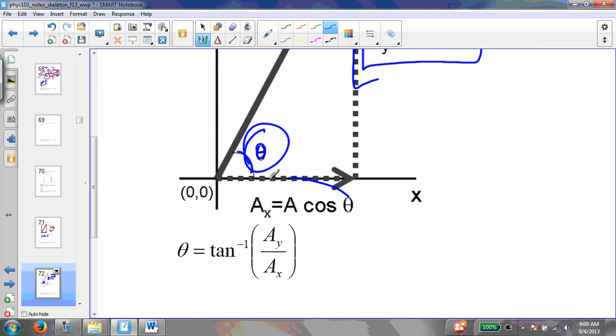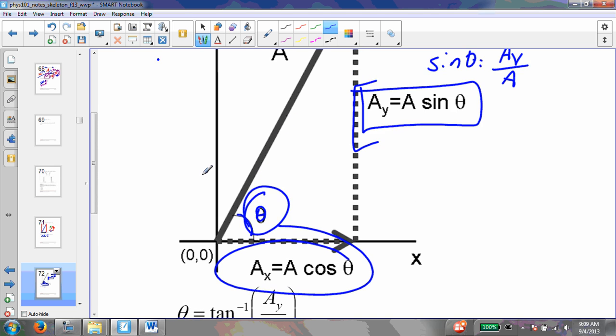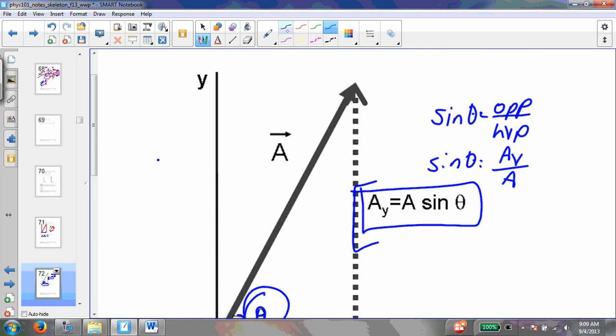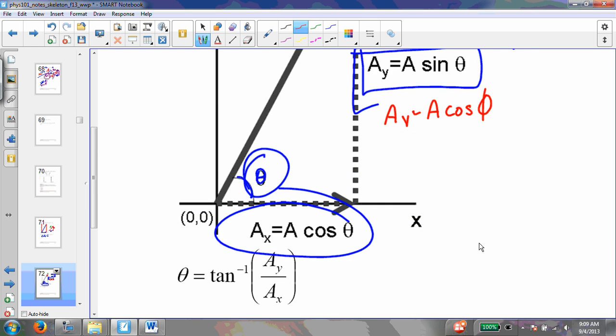In a similar way, I can find that ax is equal to A cosine theta, and again, that is only true if the angle theta is measured from the x-axis. If instead I'm measuring an angle from up here, then those become quite different. And in fact, if I'm using that angle phi, then ay is equal to A cosine phi, and ax is equal to A sine of phi.